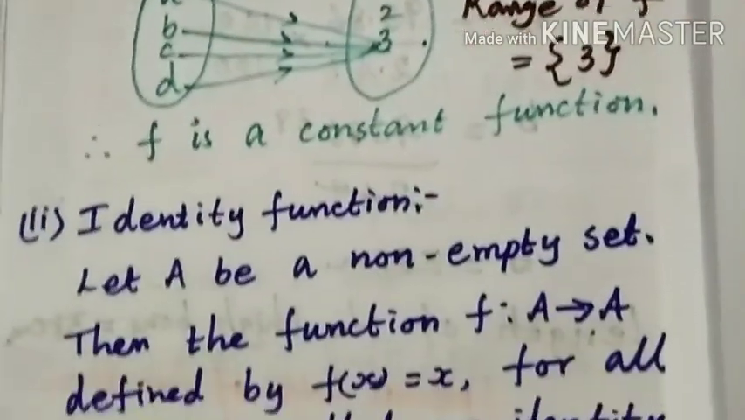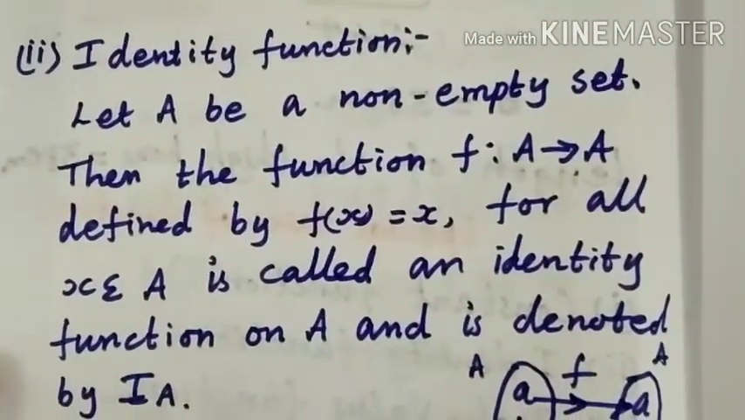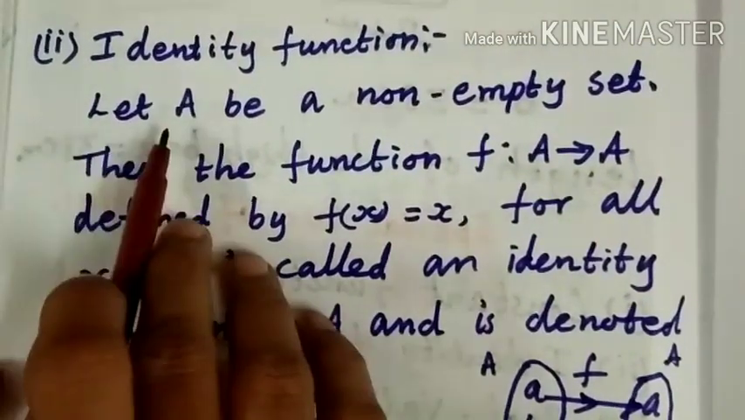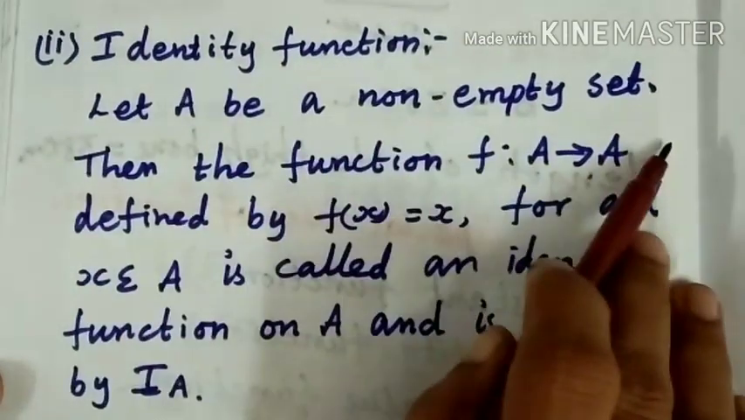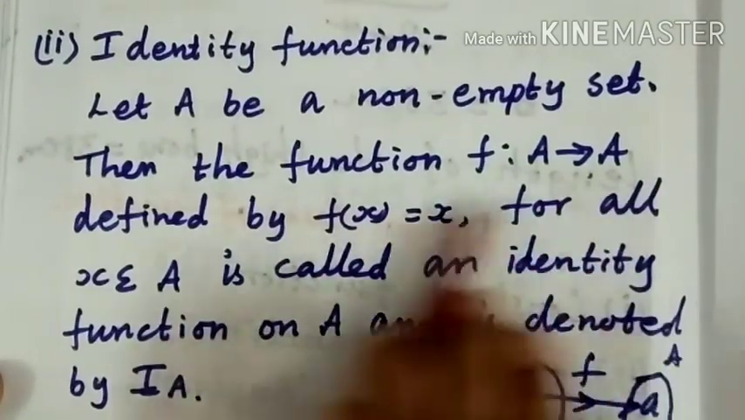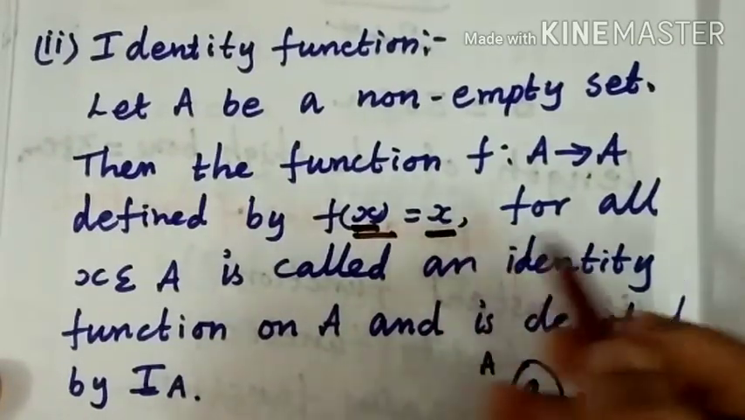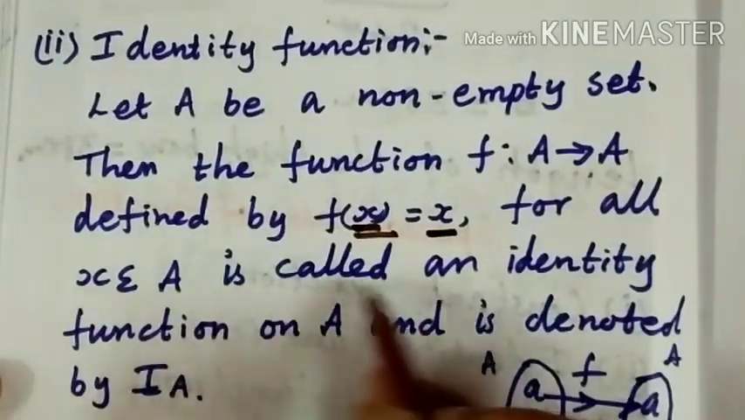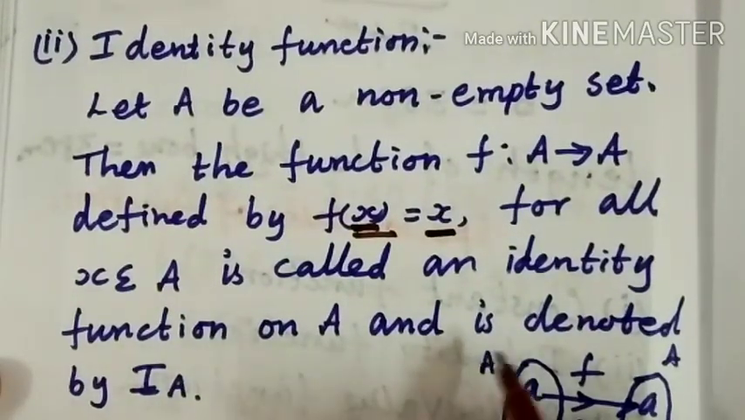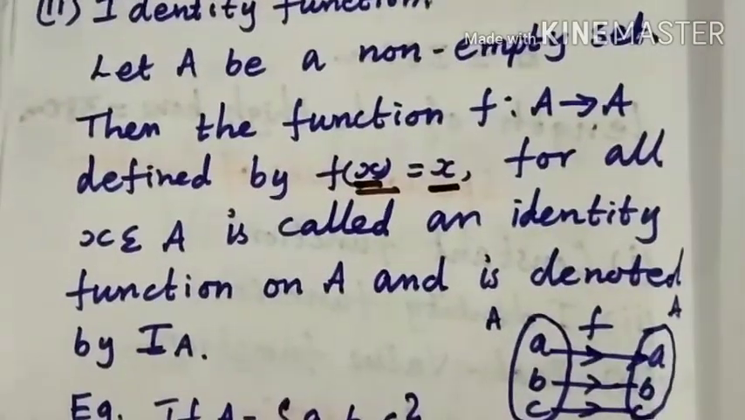Okay, next type, identity function. Identity function is nothing but the one which has an input, that same thing is the output. See, let A be a non-empty set, then the function f from A to A defined by f of x equal to x, for all x belongs to A, is called an identity function on A and is denoted by I_A.